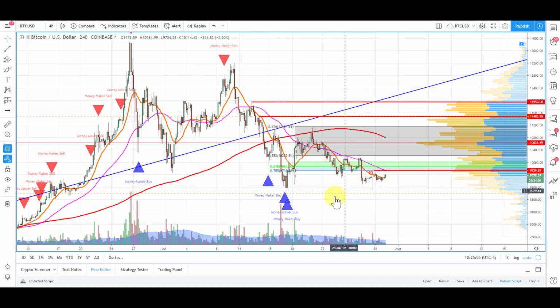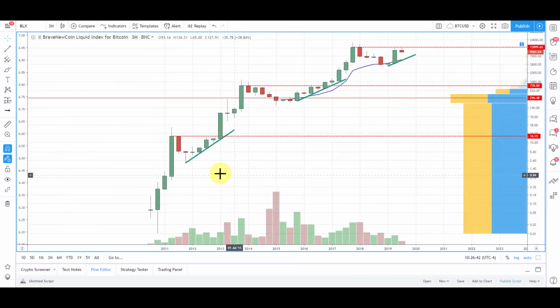All right, let's take a look at the quarterly chart. So here's the quarterly chart. We're going to use the Brave New Coin Liquid Index for it. But notice here how the chart moves up on these tops, these market tops. We get a big quarterly candle followed by a fairly good size red quarterly candle. Okay, that marks the top.